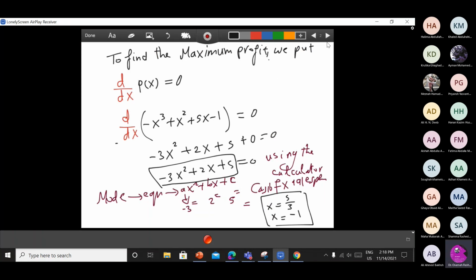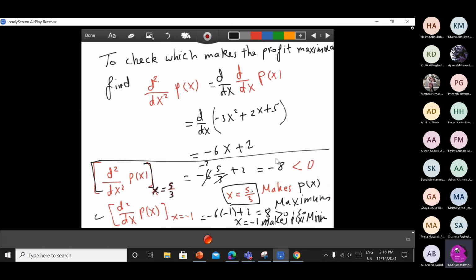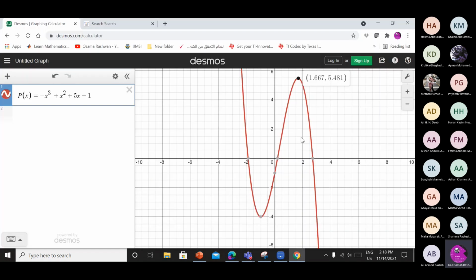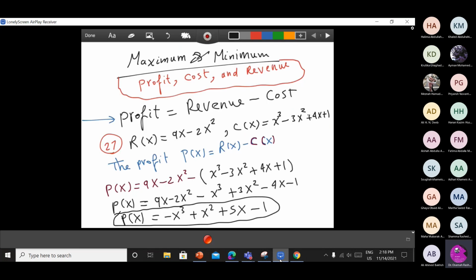So the value 8 is not for the profit to say this is a maximum. This is for the second derivative. And the maximum value for the profit is 5.481, right? Yes. So if you would like to have a screenshot and put it in the chat, I will do it for you, no problem.